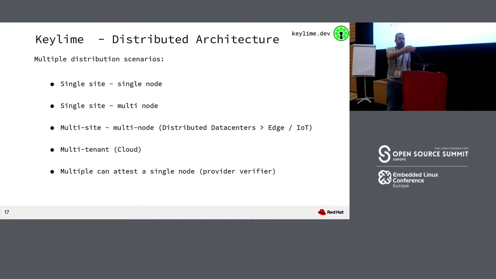effectively ask a cloud provider, can I trust your hardware? So I can remotely test their hardware. If I can trust it, then I can schedule my load to execute on that particular hypervisor. And multiple parties can attest a single node. So you could effectively have a user, a tester machine, and then the provider of that machine attest the machine as well.